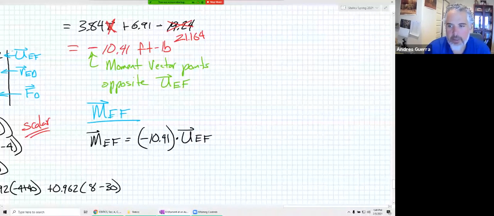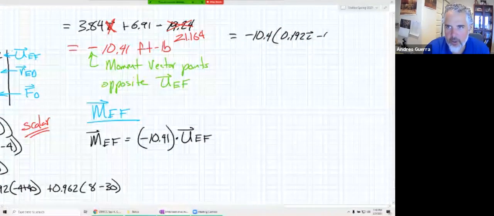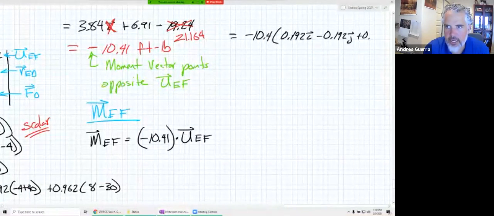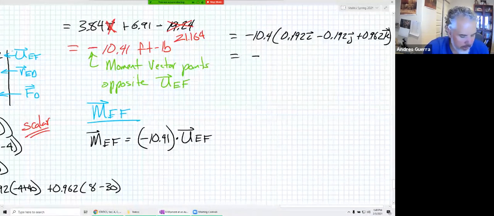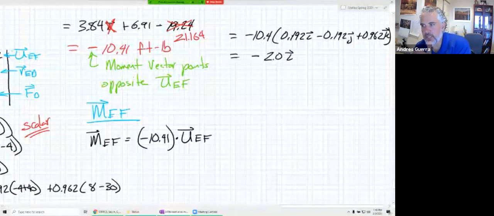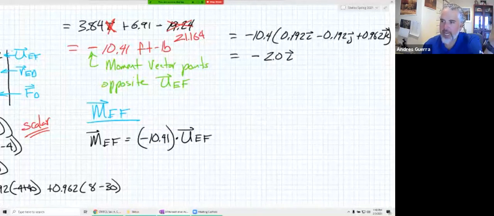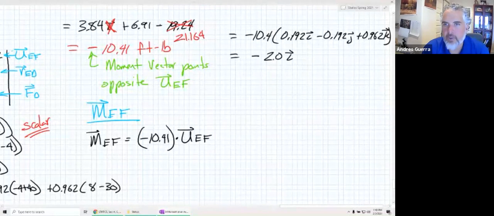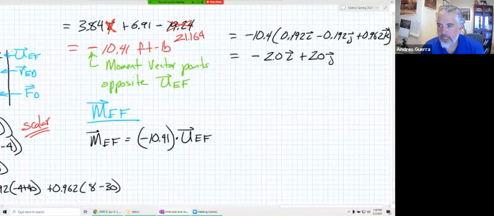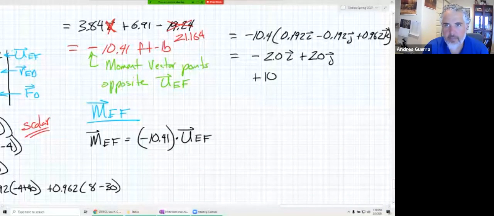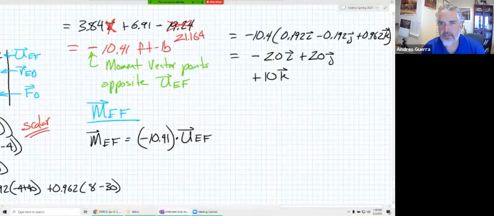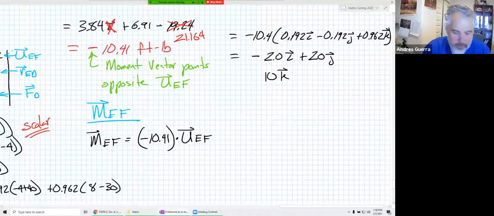So for example, it's going to be a minus 10.4 times our unit vector, which is 0.192i, a minus 0.192j, and a positive 0.962k hat. Look at what happens when we keep that negative 10.4: we end up with a negative 2.0i. We talked about how the moment vector should be going from F to E. And wouldn't that have a negative x component? We would have a positive 2.0 in the j, because F to E is going in the positive y, and then we would have a positive 10 k hat. Sorry, no, that should be a negative. We end up with a negative k hat there because F to E is going in the negative direction.